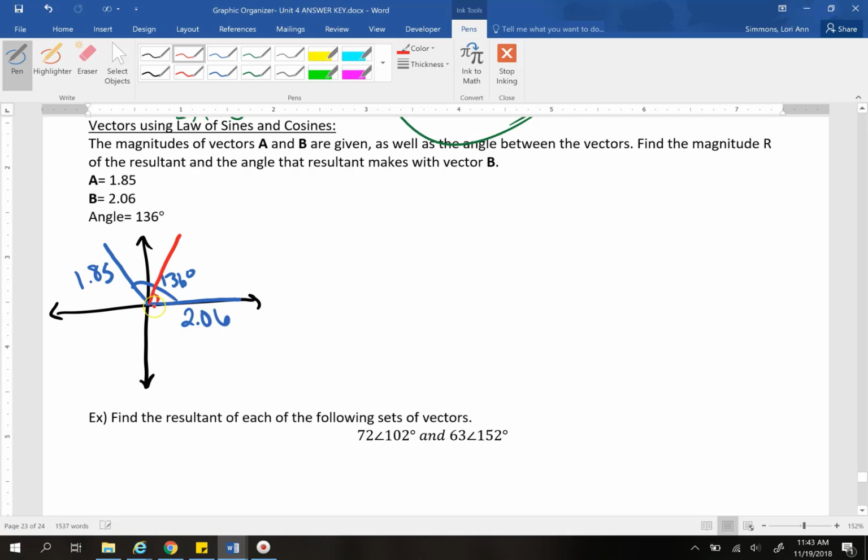Whenever we're looking for an angle, we're usually always going to want to look at the standard position and then go to the angle to the resultant. What we're going to do now is make a parallelogram out of this. So this length matches with this length along with this one.